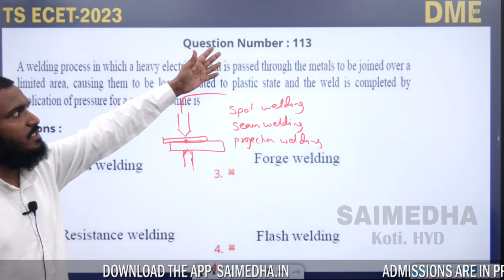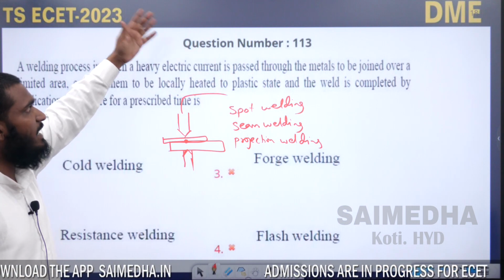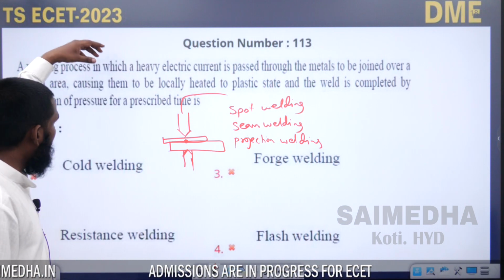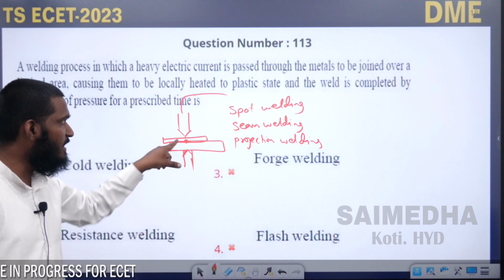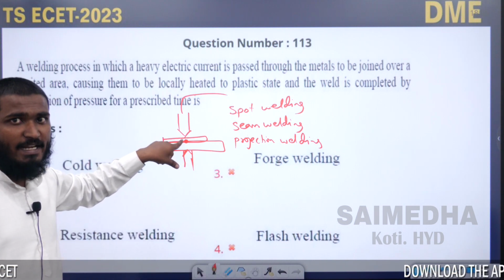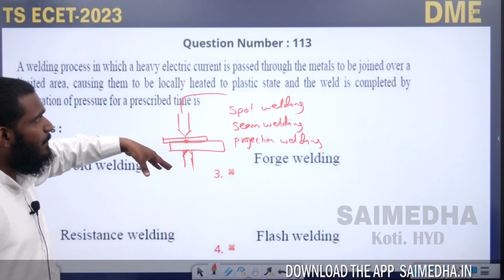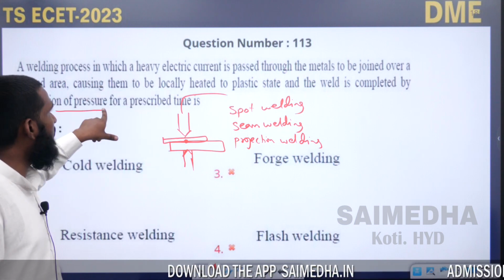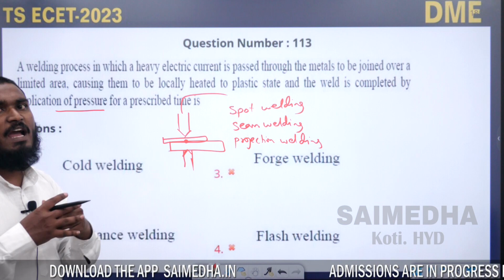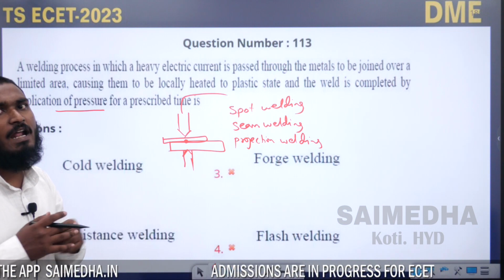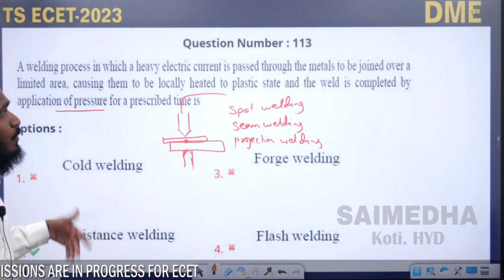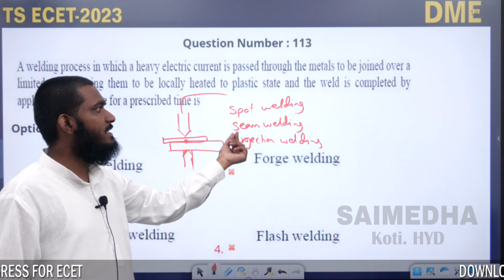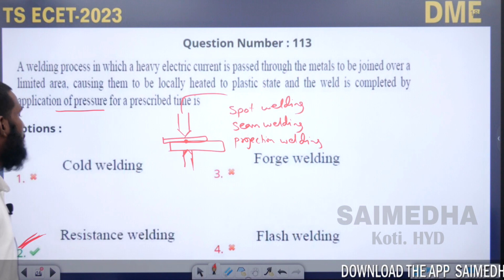Electric current is passed through the metals. Whenever the electric current is passing and we are applying the pressure, it will be heated. After heating at this region, we are applying the pressure. Whenever we are applying the pressure for the prescribed time, we will be having the joint over there. Whenever we are having the joint, that type of weldings we are calling as what? Resistance welding. What are the examples? We can take spot welding, seam welding, projection welding, like that, all the examples we are having.